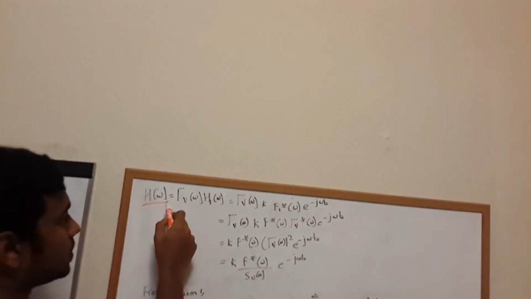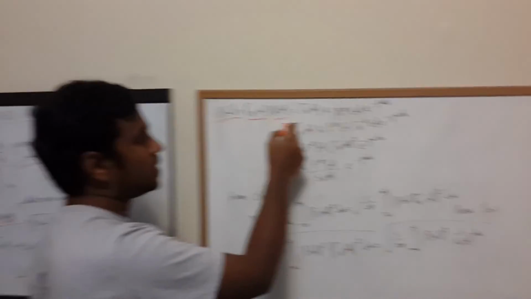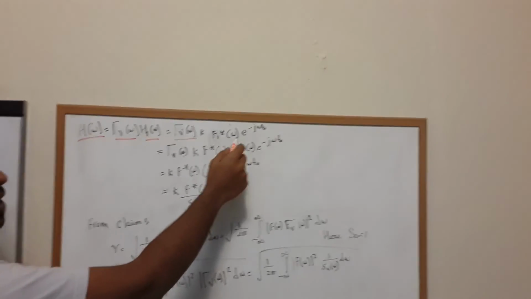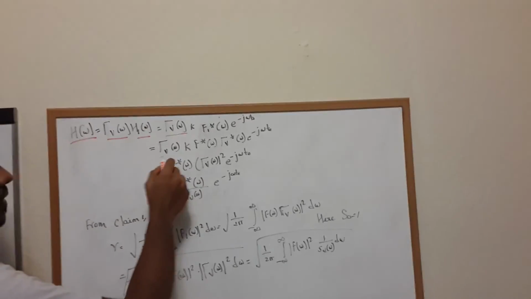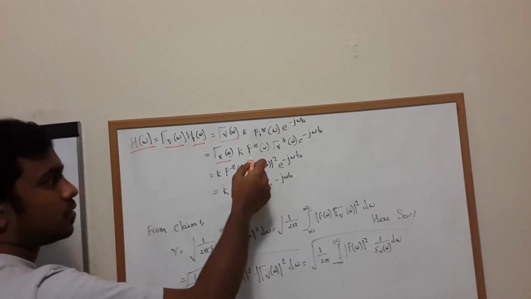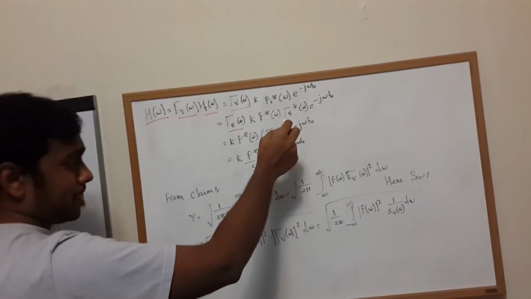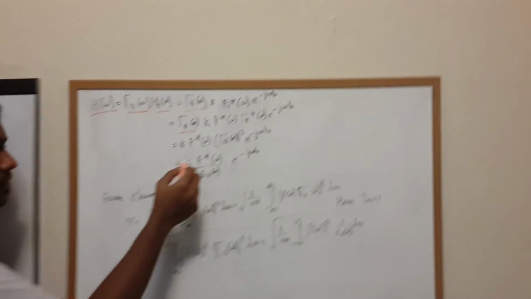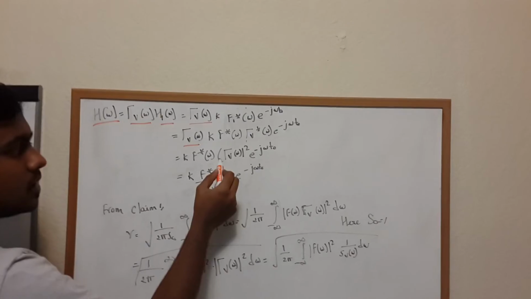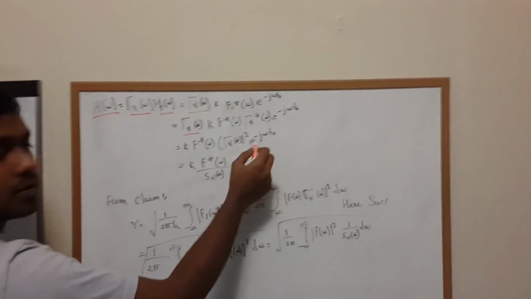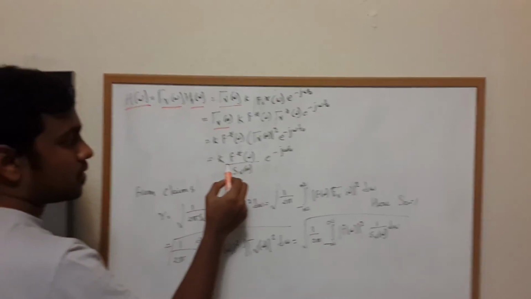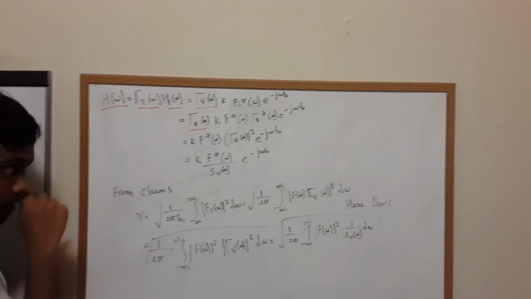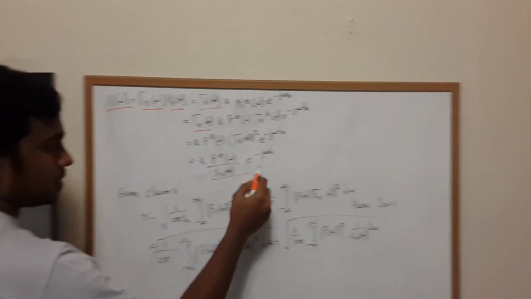Now H(omega) is given by the whitening filter of omega into H1(omega), equal to the whitening filter of omega into k into F1 conjugate of omega e^(minus j omega t0). That is the whitening filter of omega into k into F conjugate of omega into the whitening filter conjugate of omega e^(minus j omega t0), which in turn is given by k F conjugate of omega into modulus of the whitening filter of omega the whole squared into e^(minus j omega t0), equal to k into F conjugate of omega by Sv(omega) e^(minus j omega t0). So this we have proved for claim 2.